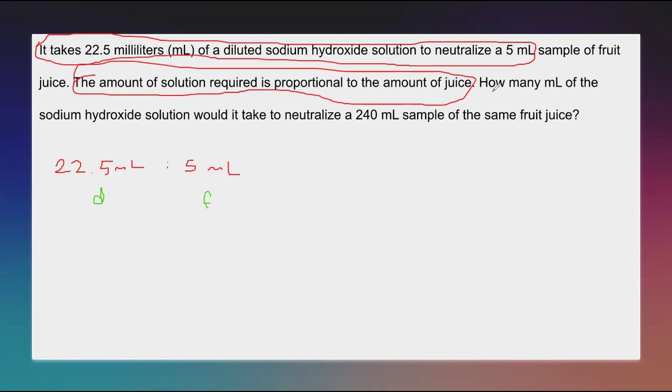And now let's look at the final situation, okay? So we've got 240 milliliters of fruit juice. I'll go ahead and write a second ratio that's equal to the first one. So we've got a proportion set up here. And we don't know how many milliliters of diluted solution we're going to have. That's what we're solving for. But we do know that we're going to have 240 milliliters of fruit juice.